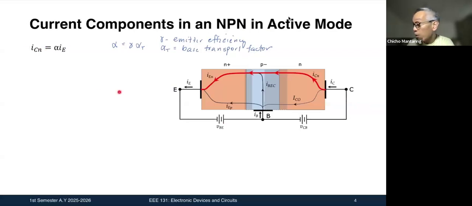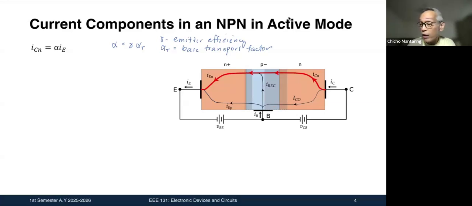What is the other component of your collector current? The other component is the reverse saturation current that flows between your collector and your base because it is reverse biased. So take a look at the polarity of your collector-base voltage. The N is made positive with respect to the P, and therefore that is reverse biased. And therefore, what will flow is your reverse saturation current. This is a drift current, your reverse saturation current.